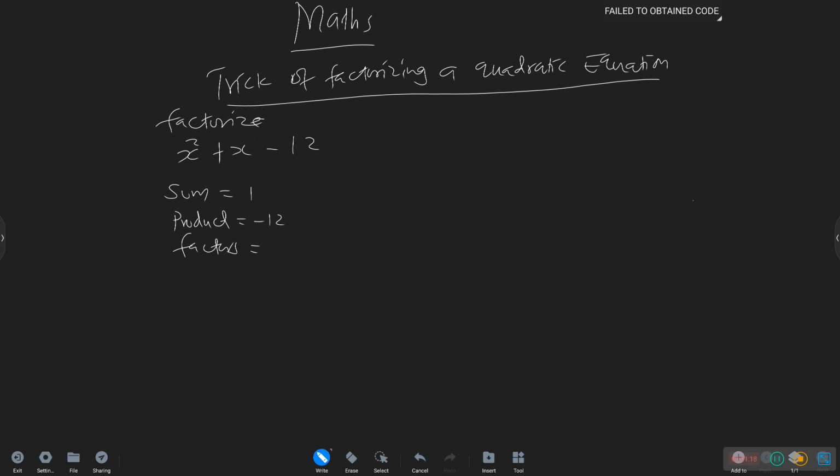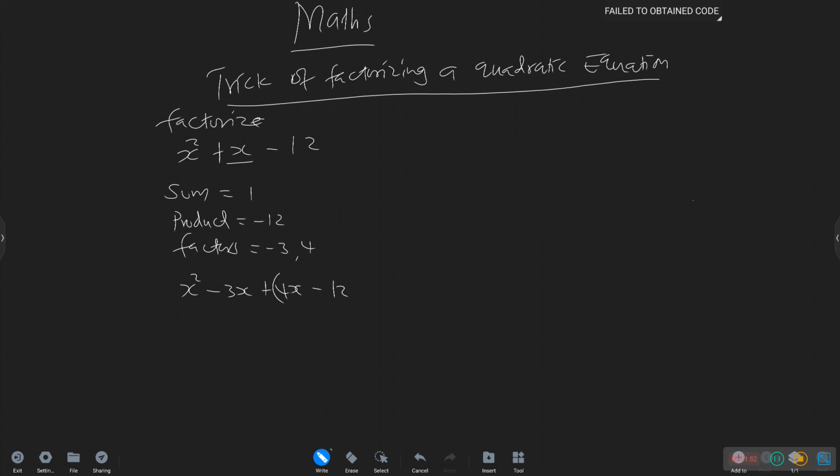1 times c is negative 12, which gives you negative 12. And for the factors, you think of the smallest numbers. You can think about 3 and 4, that gives you 12. But we must make one a negative. So if I make negative 3 and 4, negative 3 plus 4 gives you positive 1, and when you multiply it gives you negative 12. So I can now replace the x with the two factors. So it is x squared minus 3x plus 4x minus 12.